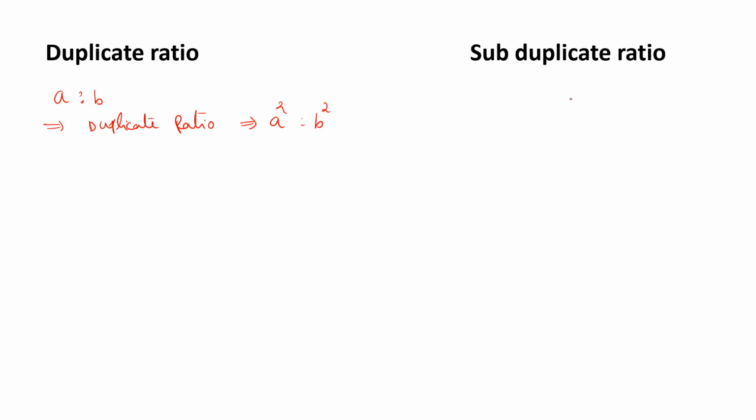And the subduplicate ratio of the given ratio. Let us take a ratio A is to B, then the subduplicate ratio of the given ratio A is to B would be under root of A is to under root of B. This is what we call the subduplicate ratio. Or the subduplicate ratio of A is to B would be A power 1 by 2 is to B power 1 by 2. That is the subduplicate ratio.